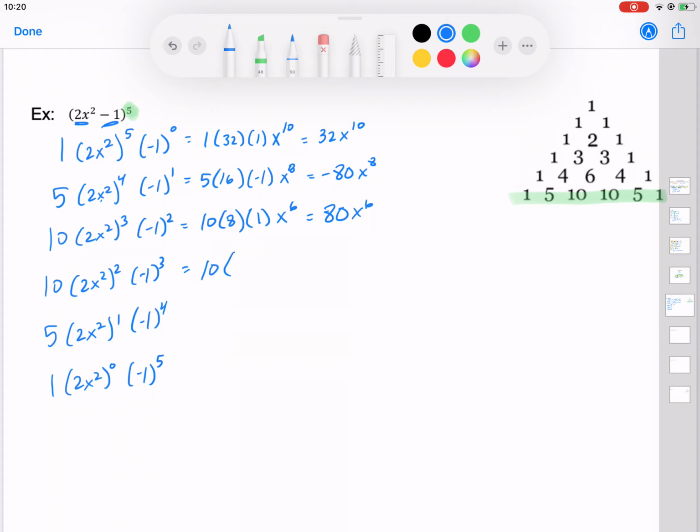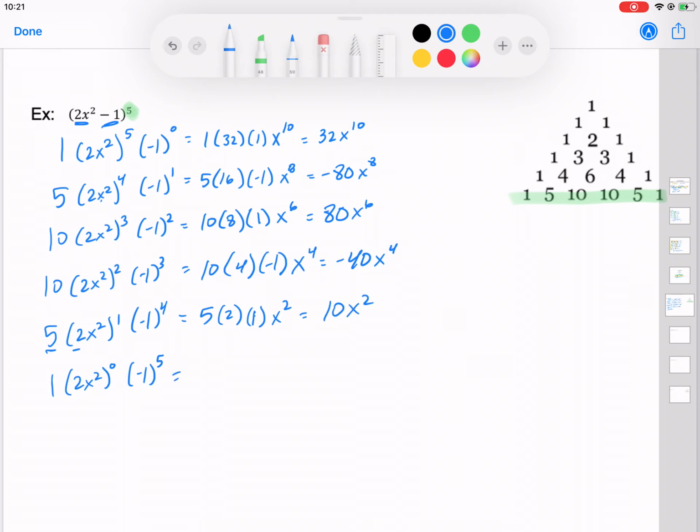Then we've got 10 times 2 squared is 4. Negative 1 to the 3rd is negative 1. And then we're multiplying that by x squared to the 2nd power, which is x to the 4th. So we have negative 40x to the 4th. Then we've got 5 times 2 to the 1st, so just 2. And negative 1 to the 4th is just 1. Oops, don't forget your x though. And then we've got x squared, so this is 10x squared.